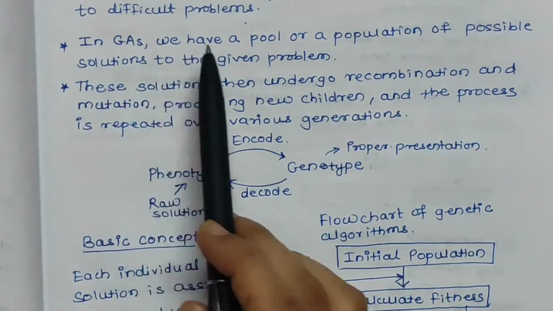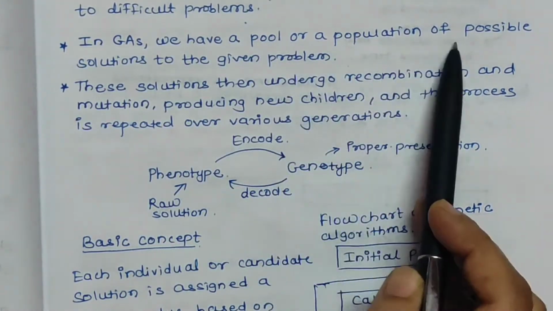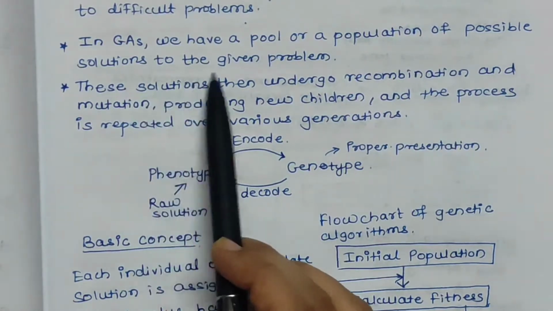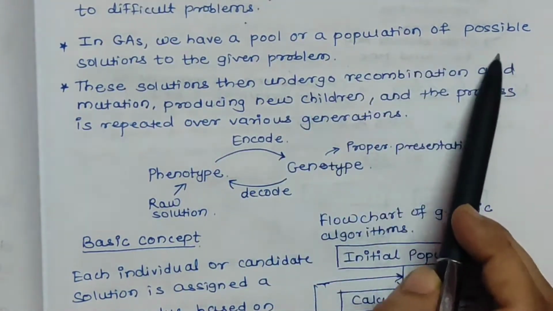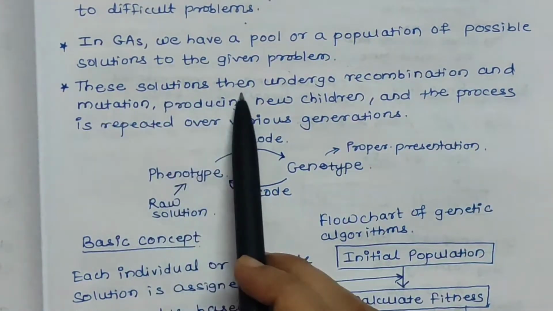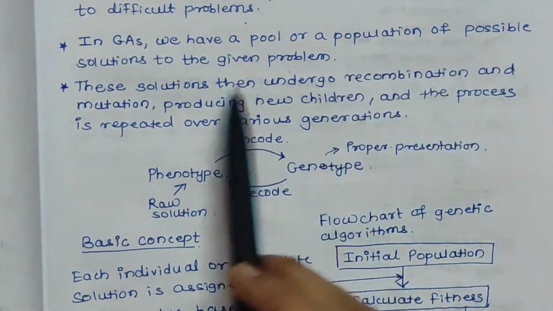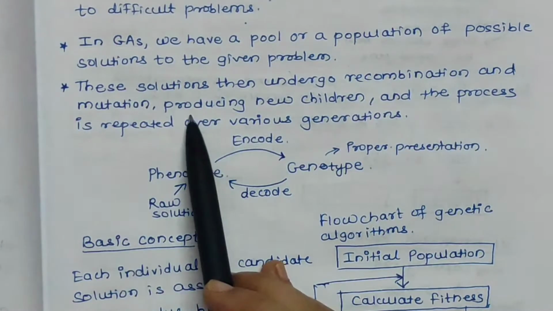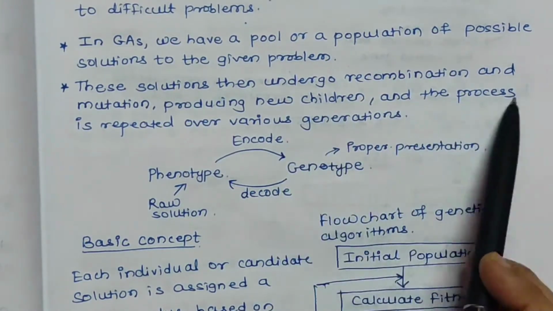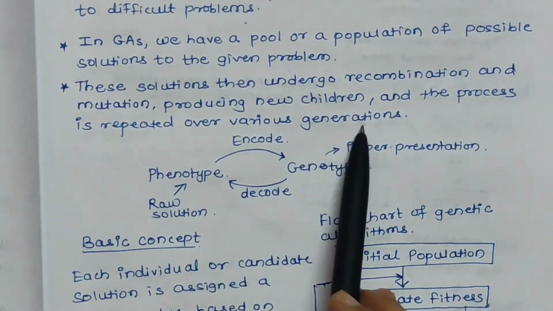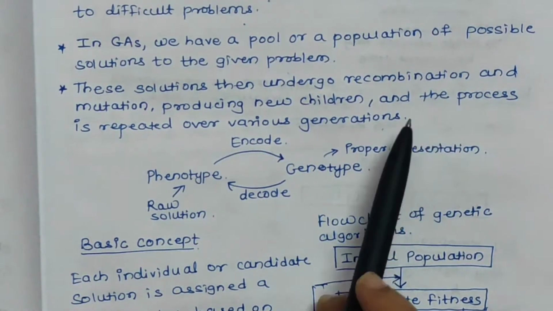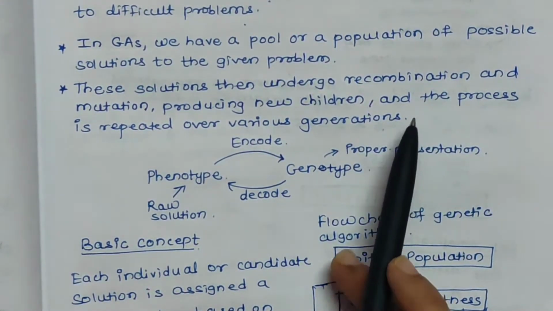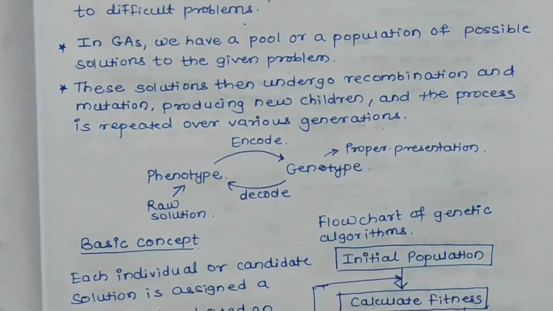In genetic algorithm, we have a pool or a population of possible solutions to the given problem. That is, we have some number of solutions to the problem, and these solutions then undergo recombination and mutation, producing new children, and the process is repeated over various generations. The concept of genetics is used to generate new offsprings or new generations. The same concept is used here.